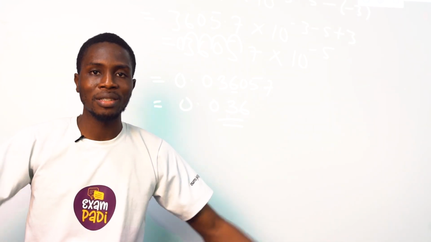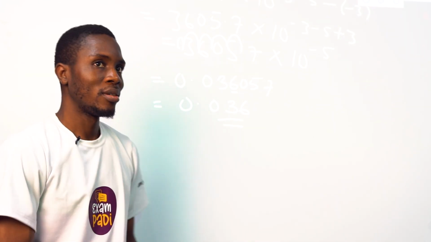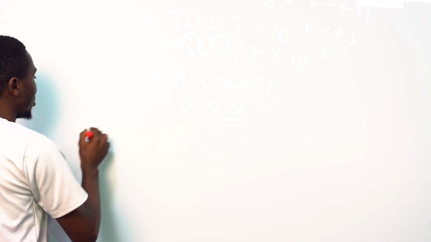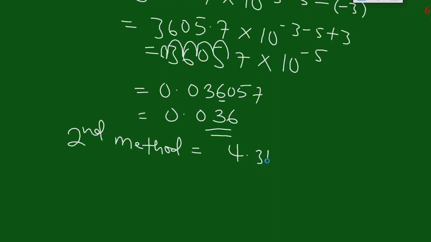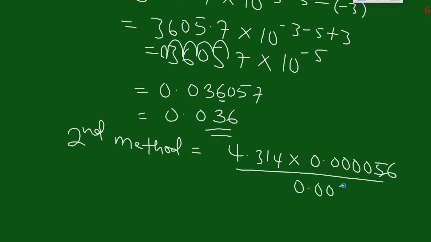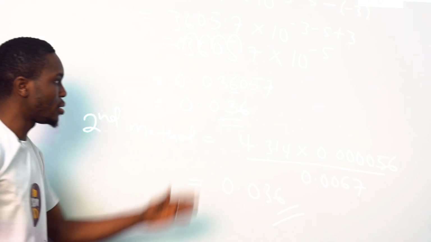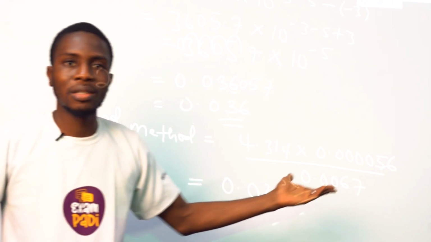Now let's use our calculator, which is the other method. Let's just calculate straight. So for the second method, we have 4.314 times 0.000056 divided by 0.0067. Using our calculator, this would give us 0.036. Can you see they are the same but a different approach?